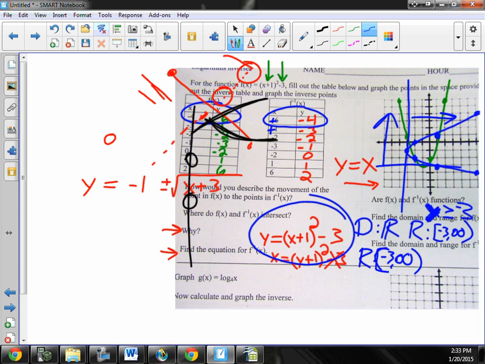Oh, the domain is bracketed. Thank you. And then the domain, or the... Okay, there we go. Domain, -3 to infinity. Range is all real numbers.